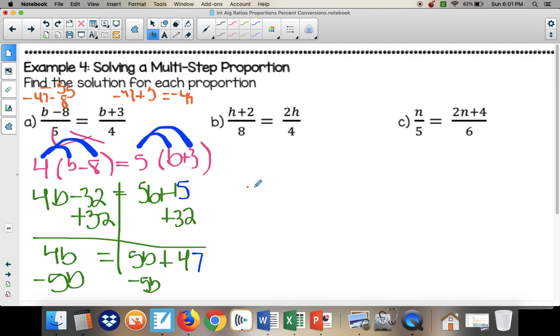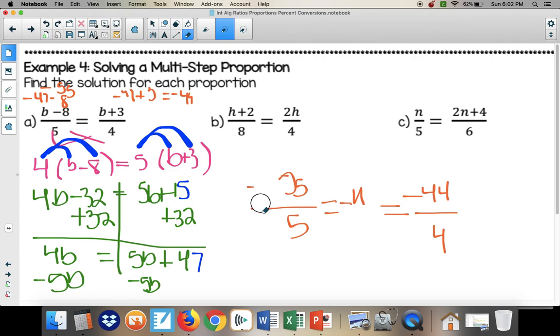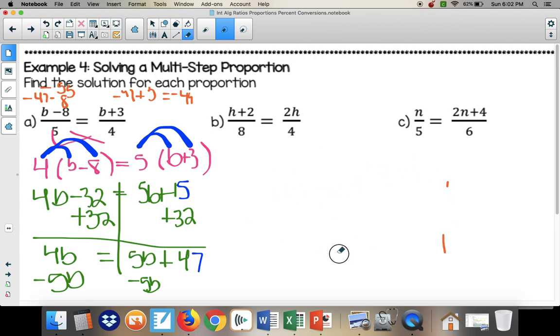Okay, so if I take negative 55, that's a weird 5, divided by 5, I get negative 11. Is negative 44 over 4 also equal to negative 11? It sure is. So we did the answer right. But again, that's a prime example. I just showed you that I made a huge mistake, and I wouldn't have known that if I didn't check my work. So make sure that you are doing that. So go through and solve these next two. Come back, we'll go through it together.